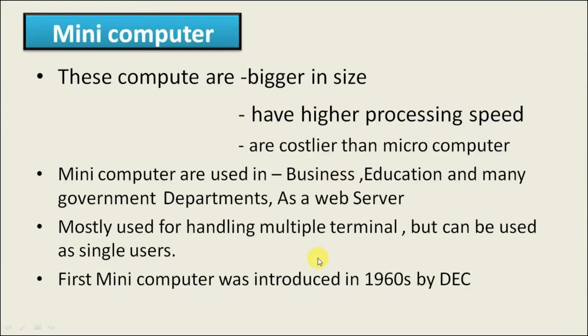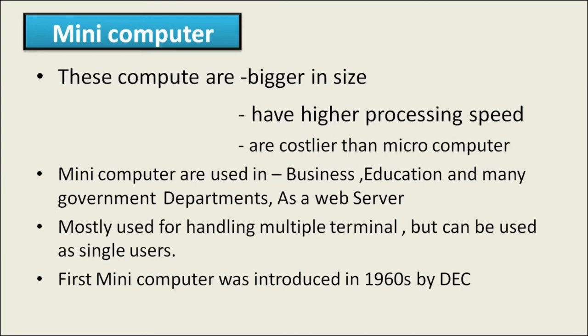Then second is mini computers. So mini computers are comparatively big in size, have higher processing speed, and are costlier than the microcomputers. Mini computers are used in business, education, and many government departments, and also used as web servers. Mostly mini computers are used for handling multiple terminals.